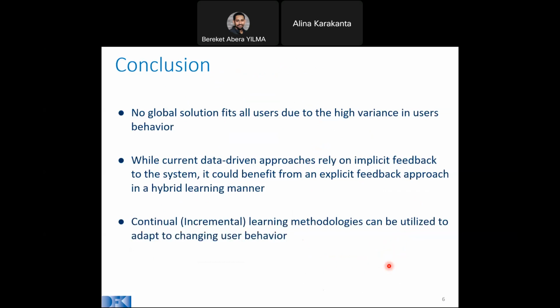And most of the current data-driven approaches focus on this implicit feedback. So they get sensor data or sub-symbolic data from the features or from the sensors that they have, but they don't get explicit feedback, and that's what we are trying to do. And we need an incremental or continual learning methodology that can adapt to the changing behavior over time. So it's not something that is fixed, but it's always changing.